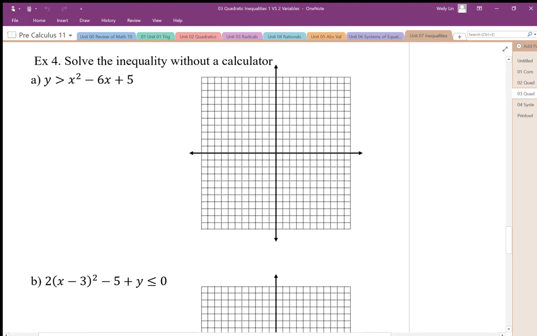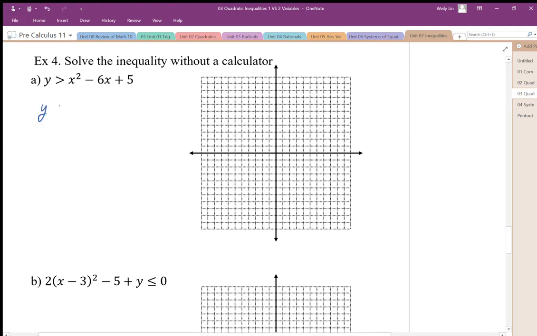So solving these inequalities without a calculator, we need to first establish the boundary line. This is a two-variable inequality, so we need the line as a boundary, which means we need to be able to draw this graph. So we have to go back to our quadratics, and essentially this is really more of a graphing quadratics problem.